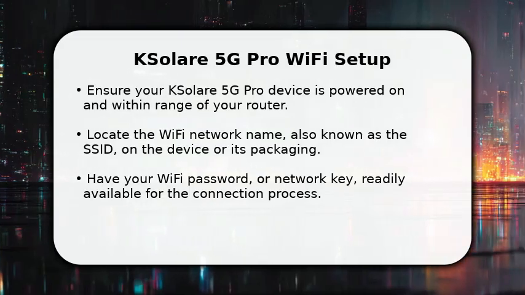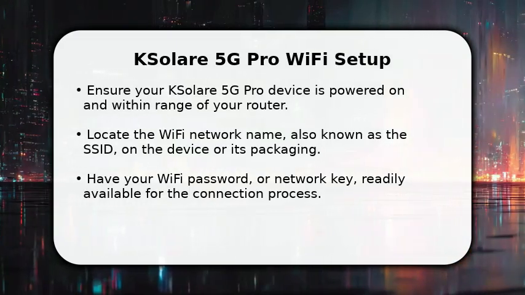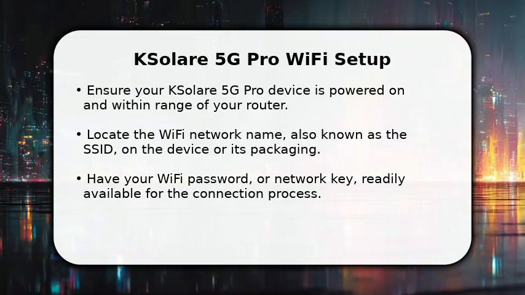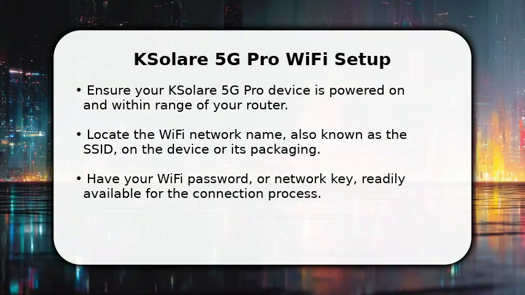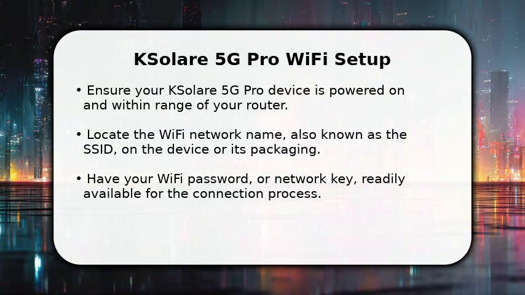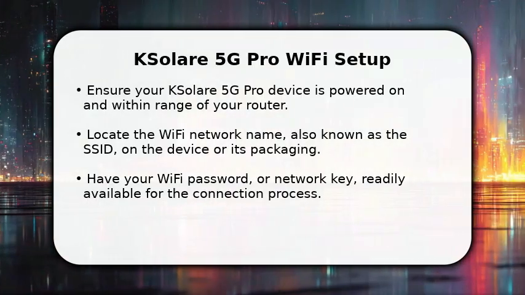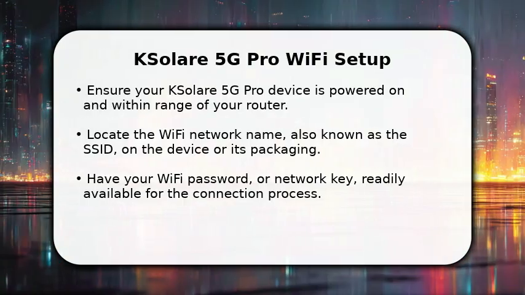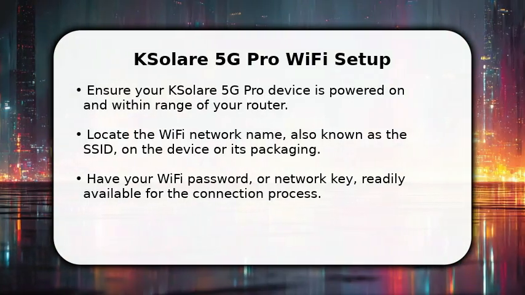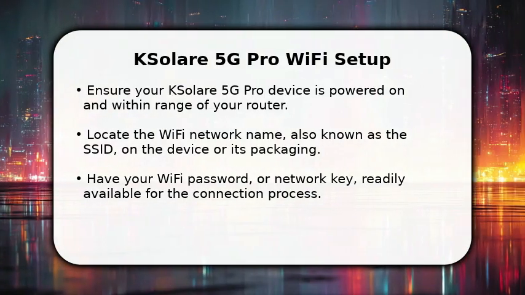Enjoy the video. In this video, I will explain how to connect Wi-Fi to the KSolare 5G Pro. First, make sure your KSolare 5G Pro is powered up and close to your wireless router. You'll need to find the network name, or SSID, usually printed on the device itself or its box. Also, have your Wi-Fi password handy.